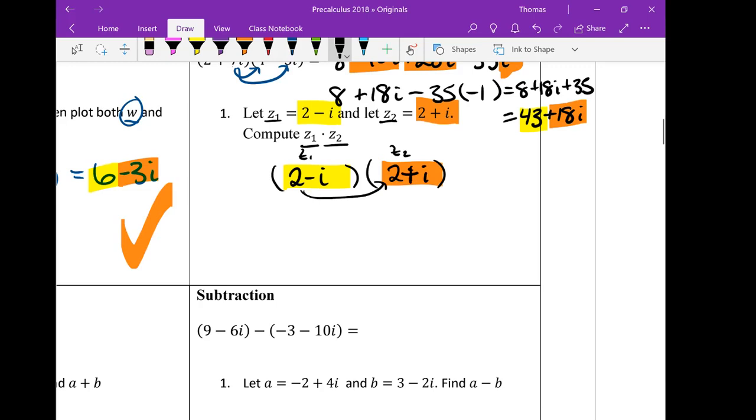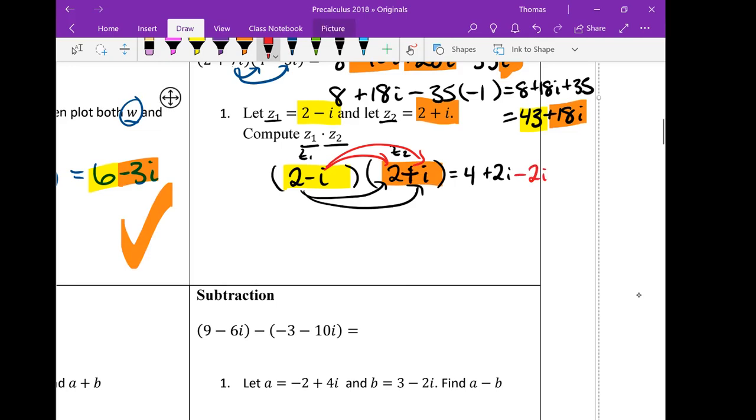2 times 2, 2 times positive i, we get 4 plus 2i. And then I've got to do the other pairs. Negative i times positive 2, so that's negative 2i, and a negative and a positive is a negative. Negative i times i gives i squared. Done that so far. Match up our terms.